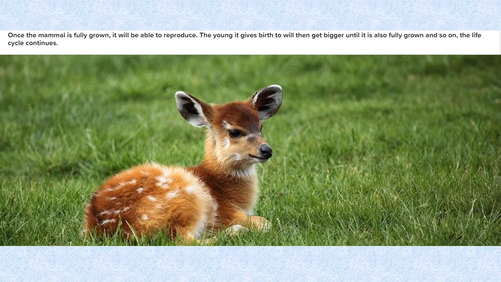Once the mammal is fully grown, it will be able to reproduce. The young it gives birth to will then get bigger until it's also fully grown, and so on, and the cycle continues.